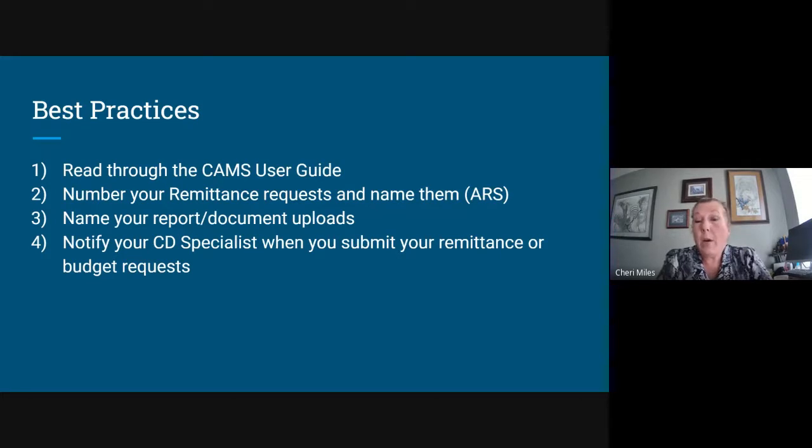But again, another best practice is numbering your remittance requests and naming them if they're ARS. It's just critical to know, and always put the number first. If you put the property address first, it's going to shuffle them in alphabetical order, and I'll get draw 4, draw 17, draw 3 because of the property address. So always start with the number so that it does a correct lineup of how you've submitted the draws.